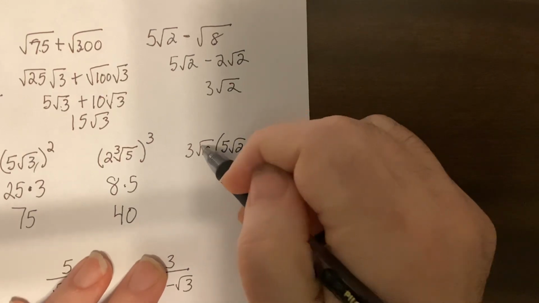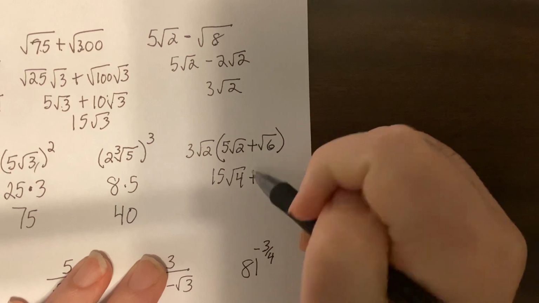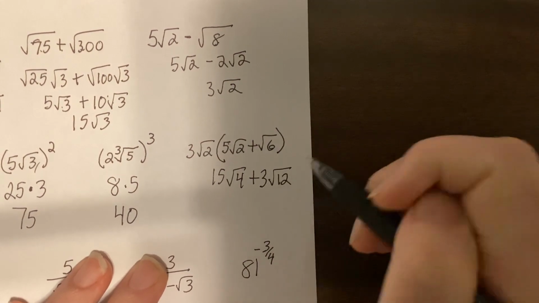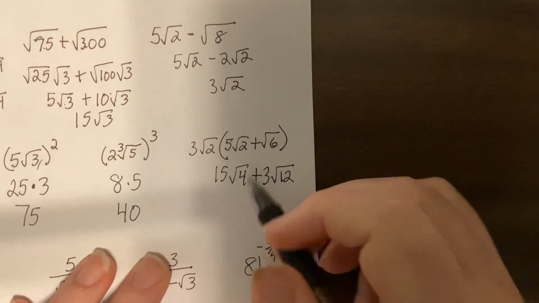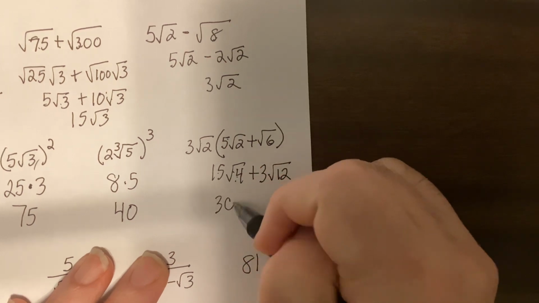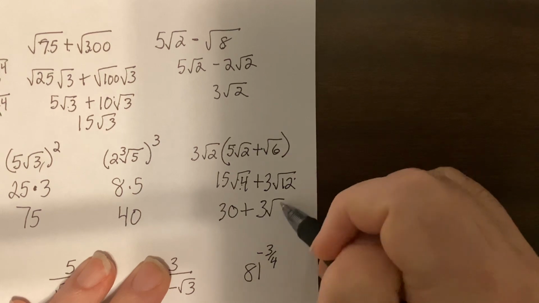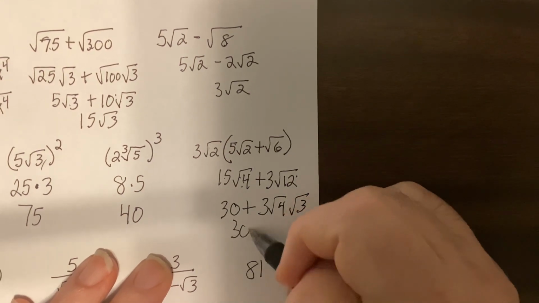This one, 3 and 5 is 15, square root of 4, 3, and then that's 12. Multiply this to both terms. Square root of 4 is 2. 2 times 15 is 30. 12 is 4 and 3. Square root of 4 is 2.